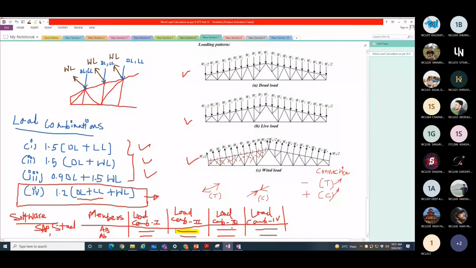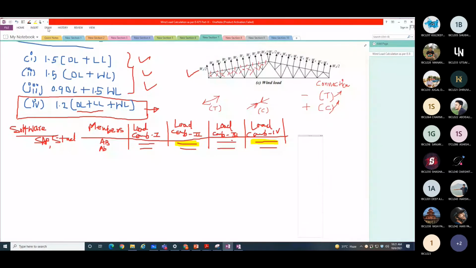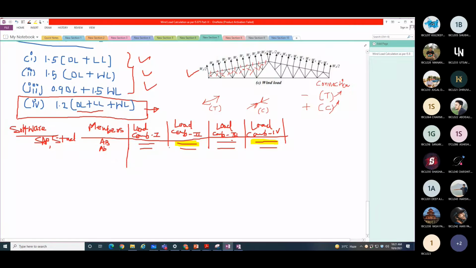Say for example, here in AB, among these four load combinations, this will give the maximum positive value and this will give the maximum negative value, right? That you require to consider for the further process. Clear everyone? Yes, ma'am. So you will get a number of stresses from all four load combinations.